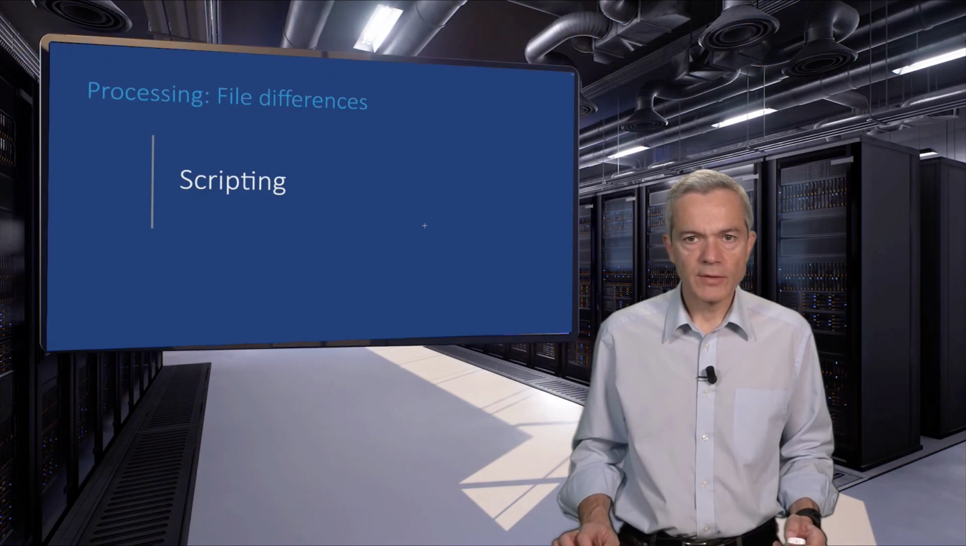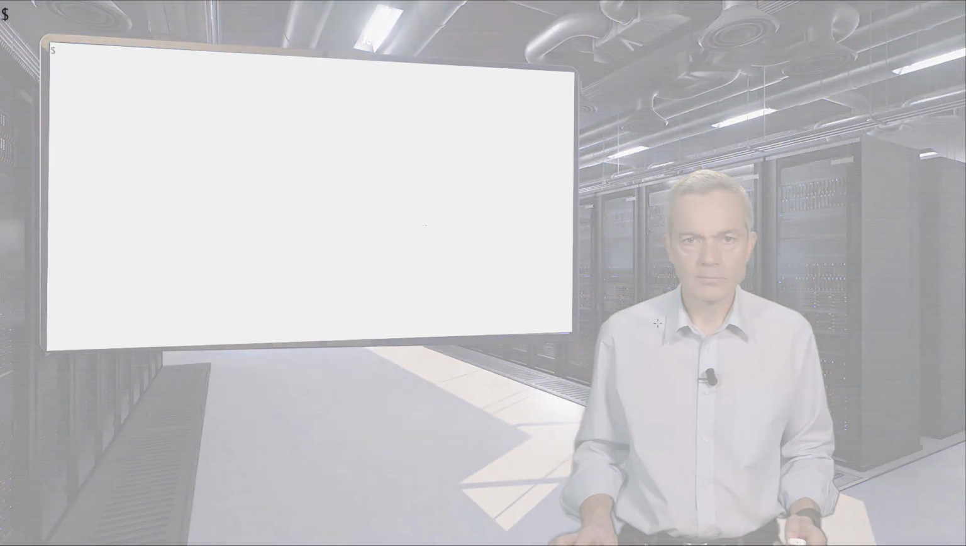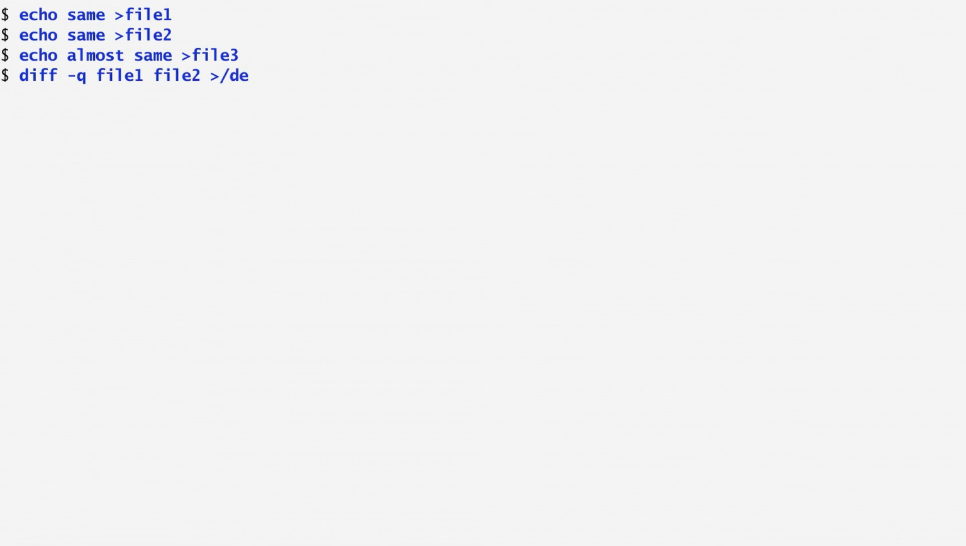The exit code of diff is useful for writing conditional statements. To see this in practice, let's first create 3 files, file 1 and file 2 which are the same, and file 3 which differs from file 1 and file 2. If I run diff with the -q option on file 1 and file 2 which are the same, and add as a conjunction echo same, then, if the files are the same, we'll get as output the word same.